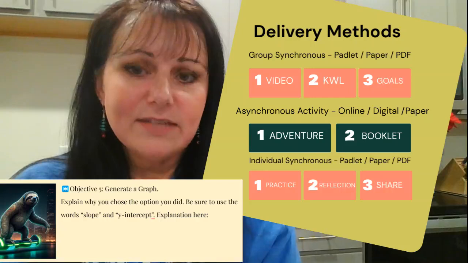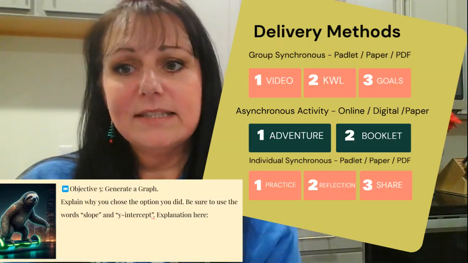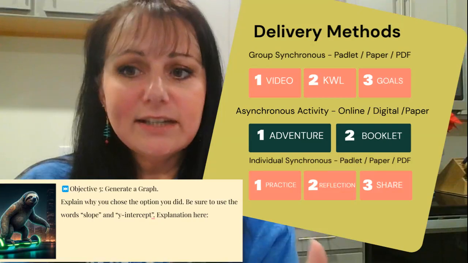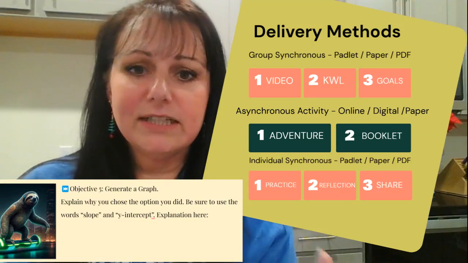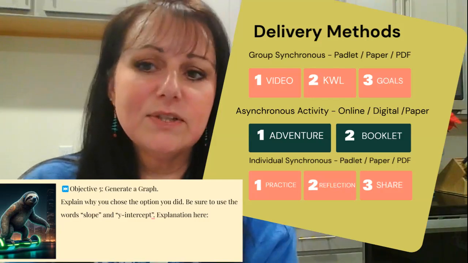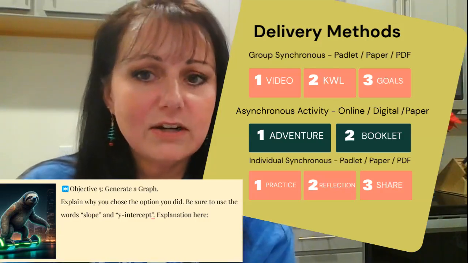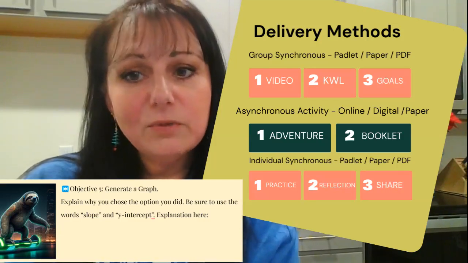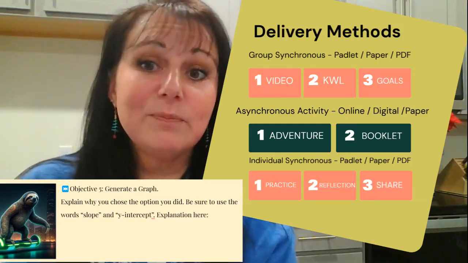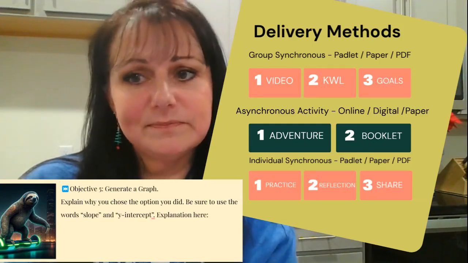So while this entire activity can be done asynchronously via a Padlet, so digital, ideally there are three types of delivery. So first, the synchronous group instruction that includes a video, KWL chart, and goal setting worksheet. The chart and worksheet are both available online and can be edited with Kami. Paper copies will also be available.